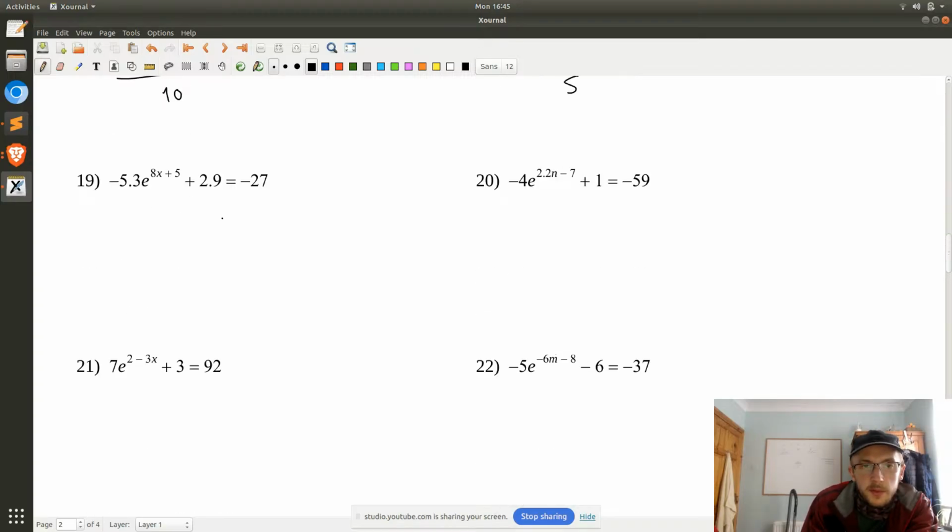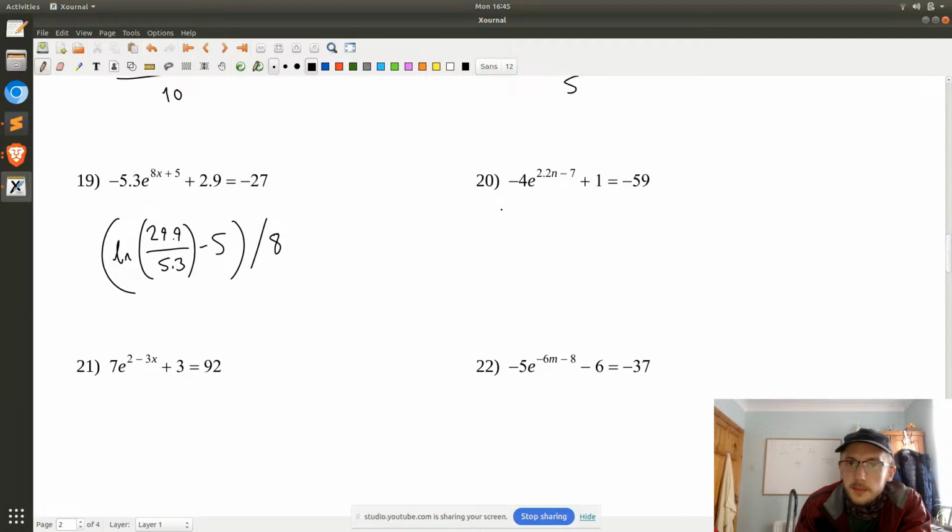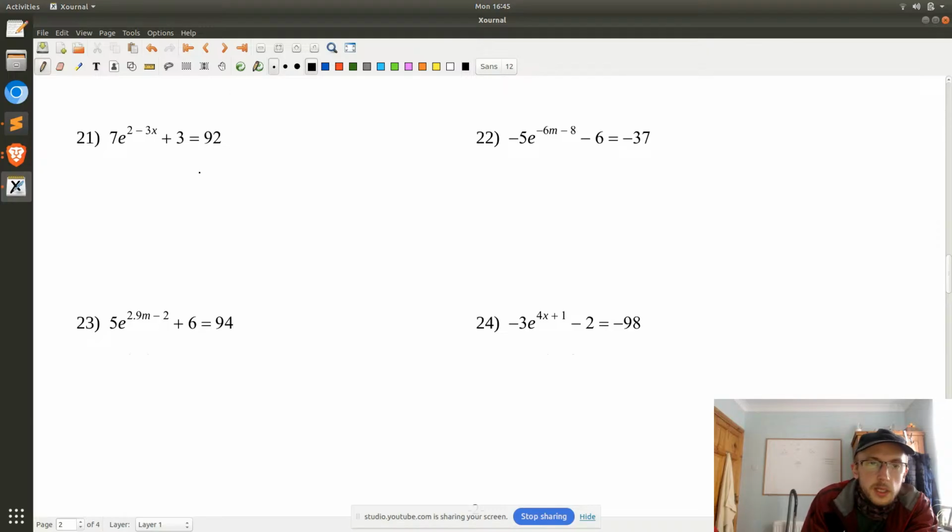Take 2.9 from both sides, so negative 29.9, divide that by 5.3. Ln, take 5, and divide all that by 8. Take 1, so negative 60, divide that by negative 4 to get 15. Ln of 15 plus 7, all of that over 2.2. 89 over 7. Minus 2, and divide all that by negative 3.